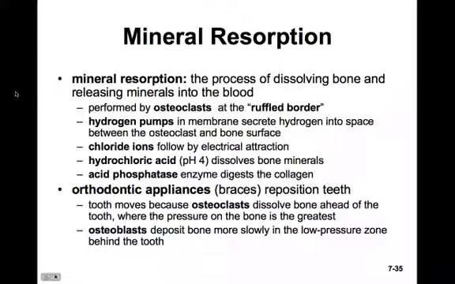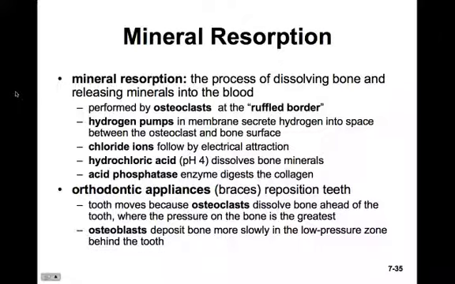Remember, the osteoclasts have this ruffled border, and they have hydrogen pumps in the membrane on the ruffled border, and it secretes hydrogen into the space between the osteoclast and the bone surface. Chloride ions naturally follow by electrical attraction. Hydrogens are positive, chlorides are negatives. This means that we form hydrochloric acid in that ruffled border space. This hydrochloric acid has a pH of about 4, and it's going to dissolve the bone minerals.